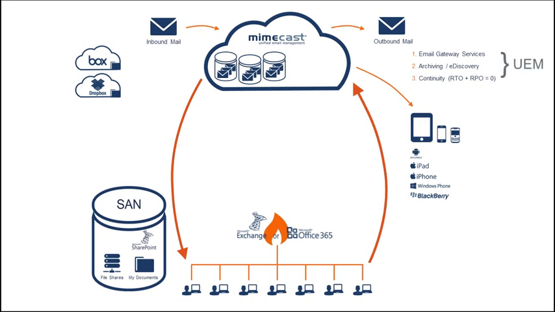So whether that's a server failure or a complete site failure, a disaster, then through these various end user applications, an Outlook plugin, a webmail interface and mobile applications, your end users are able to search their archive messages and also send and receive messages during that continuity event.